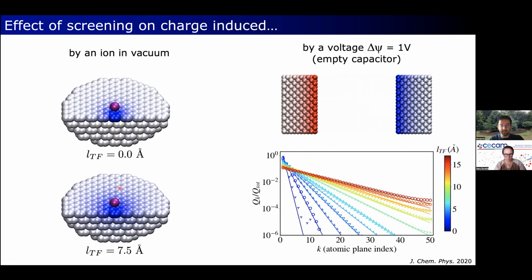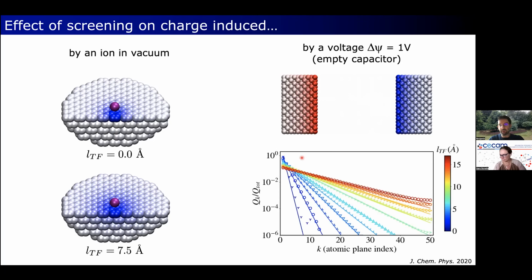It's not the case for the finite LTF here. So you see a bit of color there. It decays exponentially within the electrode. Here it's illustrated for an empty capacitor with a 1 volt difference between the electrodes, and you see that there is a color gradient, which also indicates the decay of the charge within the metal.